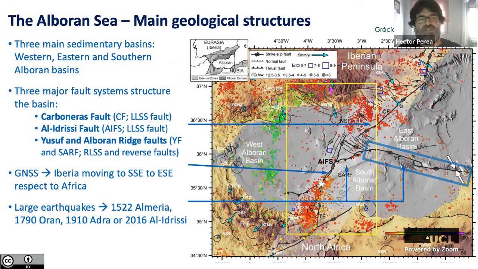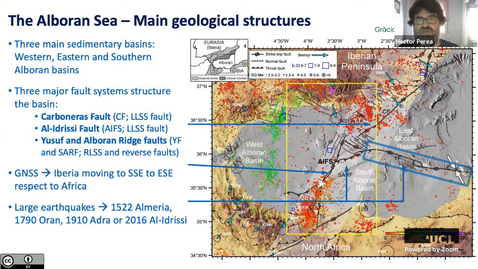As you know, the Alboran Sea is composed of mainly 3 different basins: the Western Alboran Basin, the Eastern and the Southern Alboran Basin. And these basins are more or less bounded by 3 main different fault systems: the Carboneras Fault to the northeast, the Alidrisi Fault to the, let's say, south-center part, and the Alboran Ridge and Yusuf Faults to the center eastern part of the basin. These systems accommodate a large amount of the convergence between Africa and Eurasia. In addition, this zone is characterized by low to moderate magnitude earthquakes, but also by large earthquakes that have occurred during historical and instrumental times.